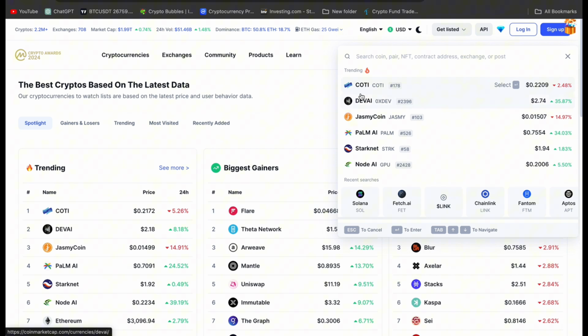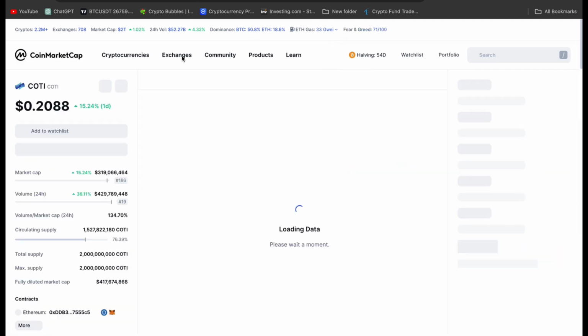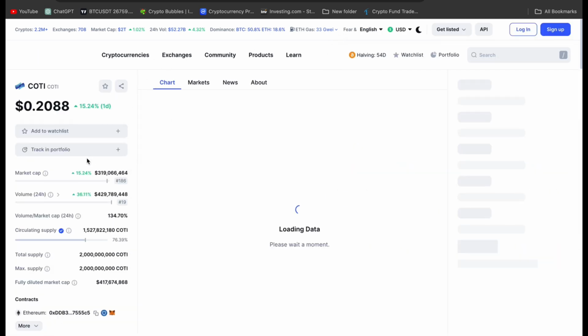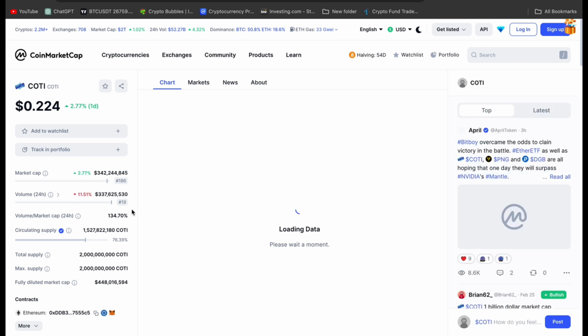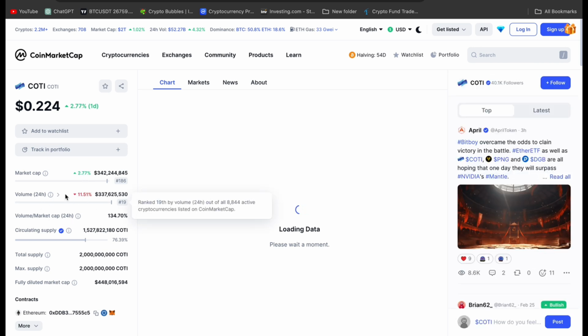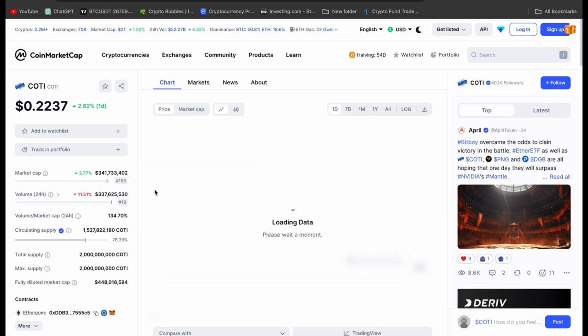When we are on CoinMarketCap, you can see these are the coins that are currently trending. I'll just click on the Kuti coin here. After clicking on it, we can see what is currently happening. In the past 24 hours, this is the trading volume of Kuti, 11%. Then we have the market cap being 2 plus 7%.